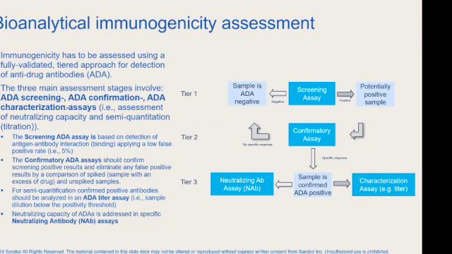As in other developments, the bioanalytical assessment of immunogenicity requires a quite sensitive, tiered approach with different assays, starting with a screening and a confirmatory assay, semi-quantification assays, and even more characterization assays, whether these are neutralizing or non-neutralizing antibodies. So it's quite extensive, more extensive than just positive or negative in TDM assays.